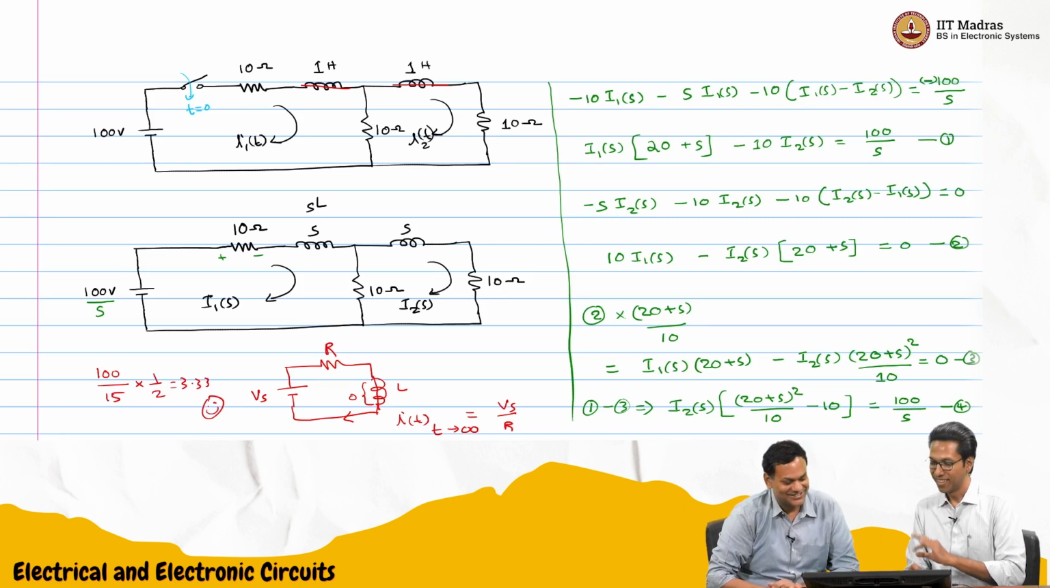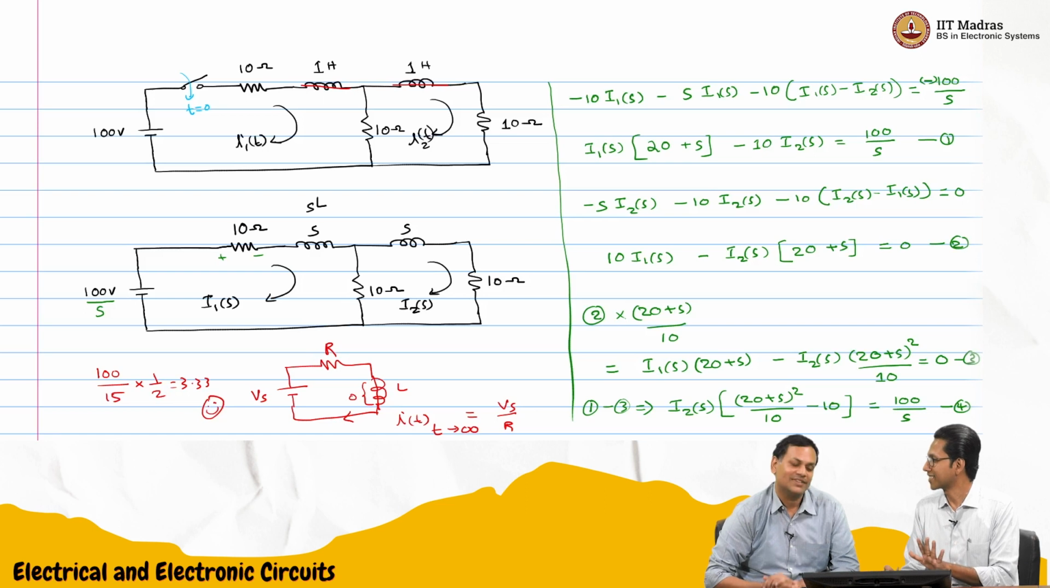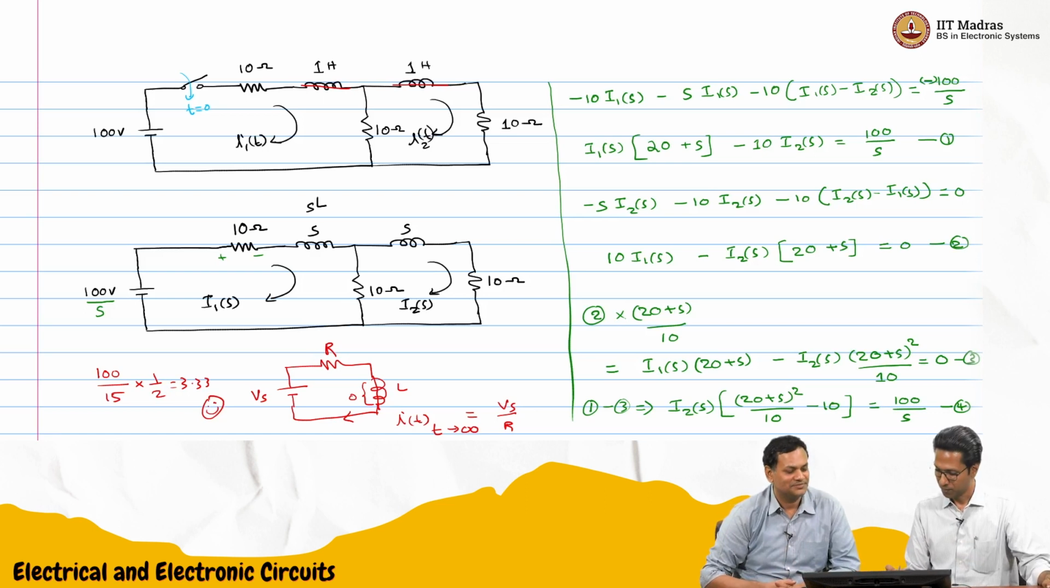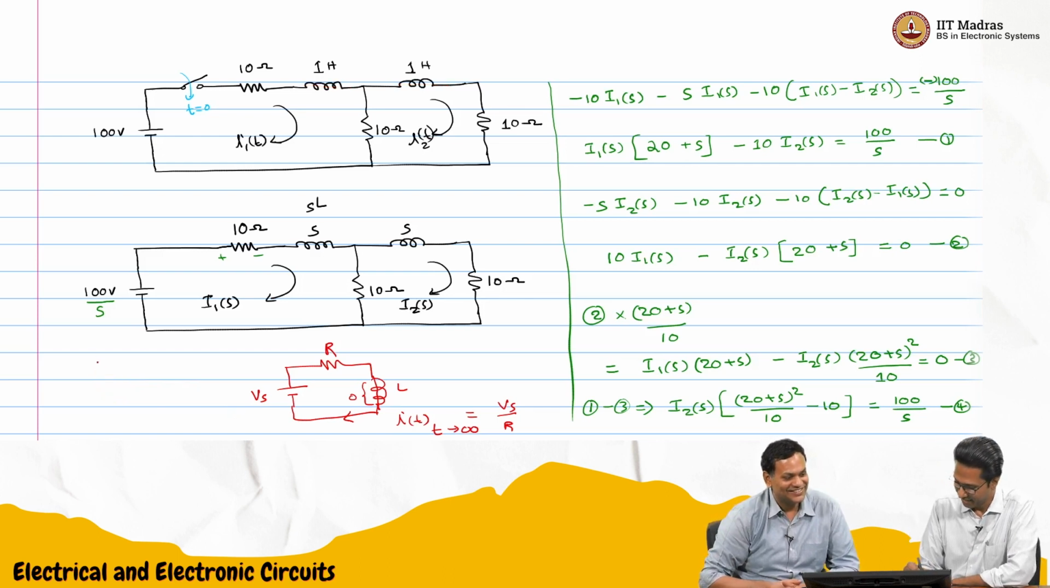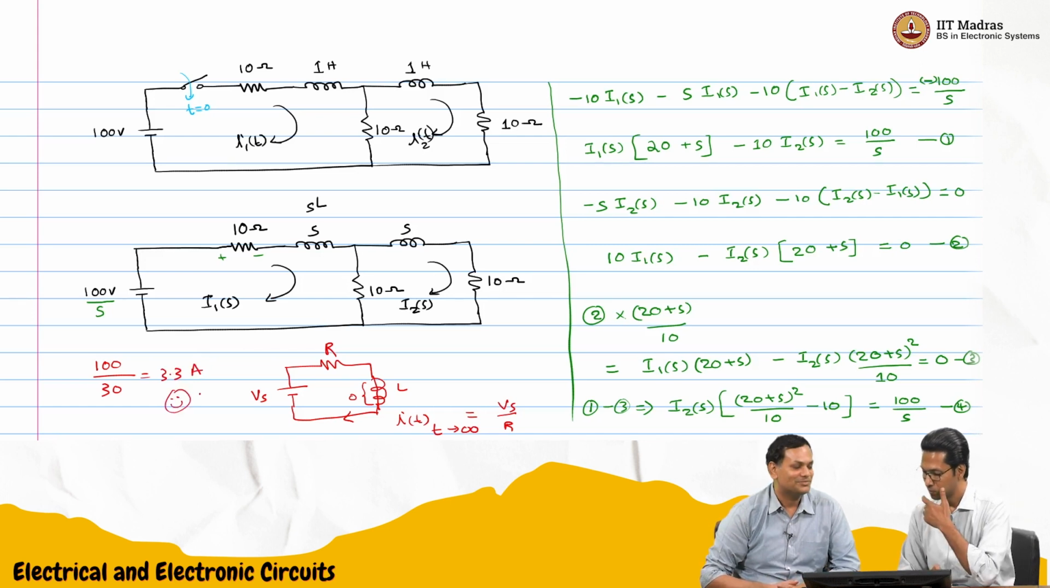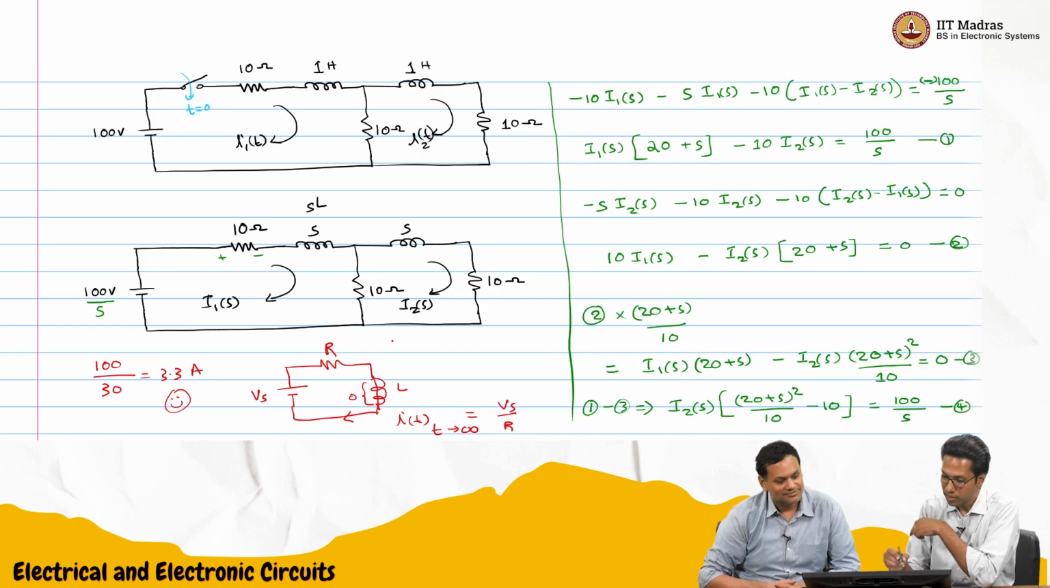So we hope that's correct. Anyway, I will undo this cut. You're undoing the smiley also. It was nice to have it. We'll keep it. At least I want to remove the cut. So this was 100 by 30, that 3.33 amperes. Perfect.